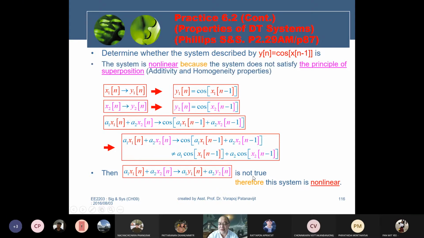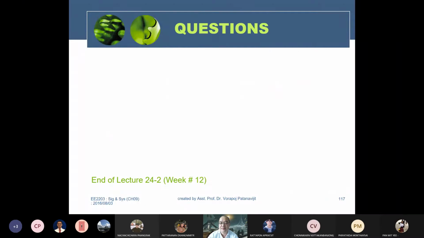Therefore, this equation is not true. Therefore, the system is nonlinear. The system is nonlinear because the system does not satisfy the principle of superposition, the additivity and homogeneity property.